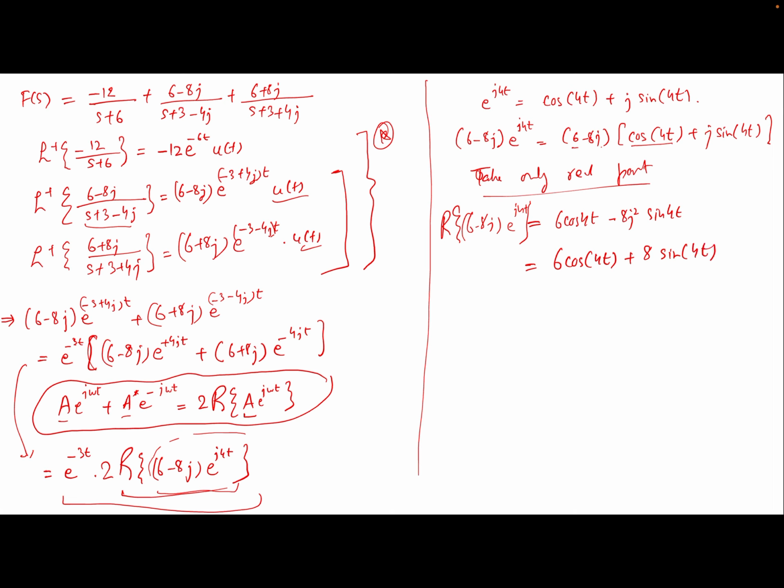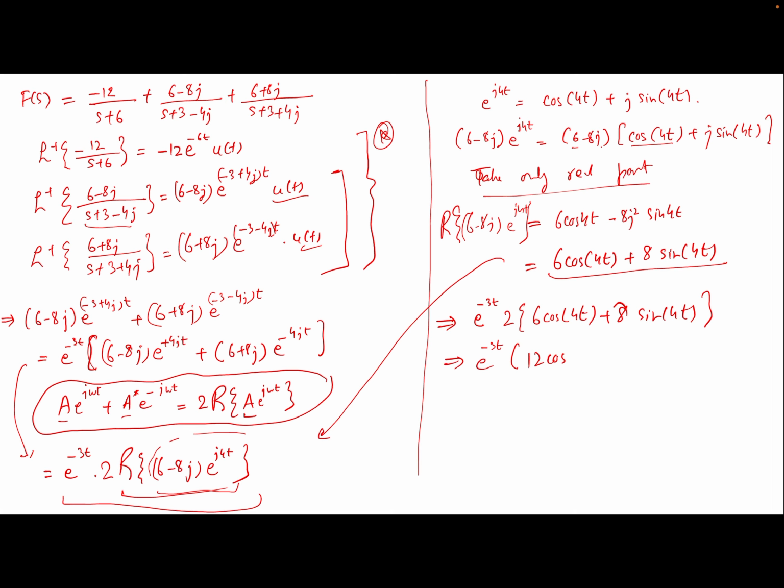So I can replace this thing over here, and my next expression is going to come out to be e raised to power minus 3t times 2 times this entire expression, right? 2 times 6 cos of 4t plus 8 sine of 4t. e raised to power minus 3t times 12 cos of 4t plus 16 sine of 4t. Okay, nice. So I got this 12 cos of 4t and 16 sine of 4t.